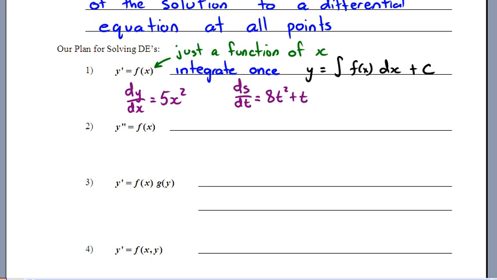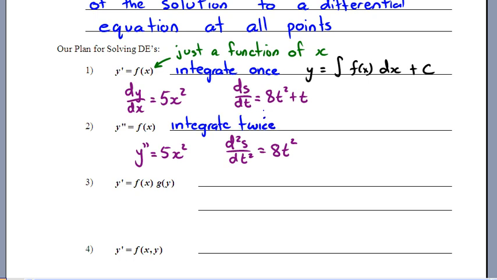If it's a second order differential equation, but it's just a function of x, maybe it looks like this. Again, notice I have just f of x here, there's no y's. Maybe your story says that y double prime is equal to 5x squared. Or maybe it's a physics story, and it says d squared s, the second derivative of position, so this must be acceleration, is equal to 8t squared. Well, if that's what you've got, then you can play the same game of plain old integrating, but you're going to have to integrate twice. And each time you do it, you're going to pick up a constant.